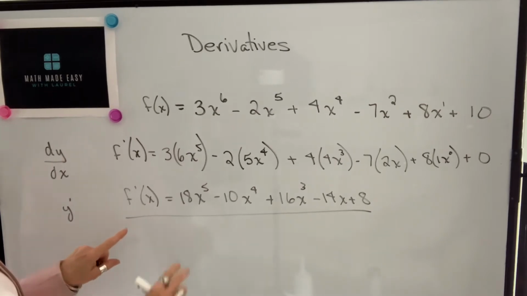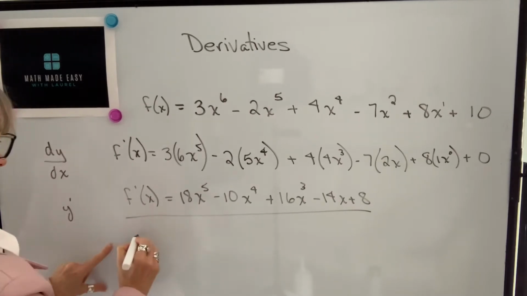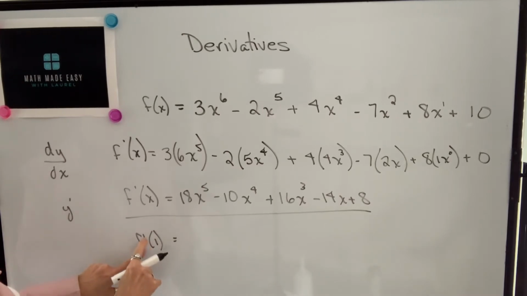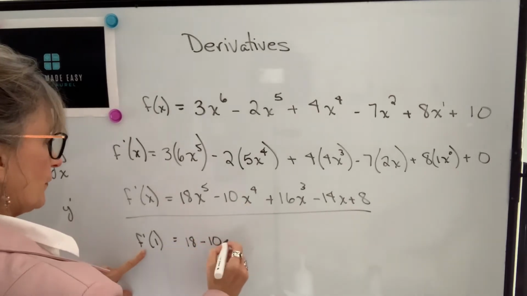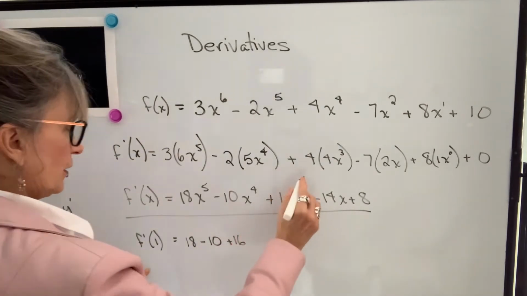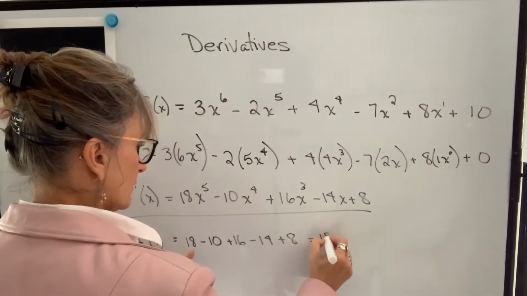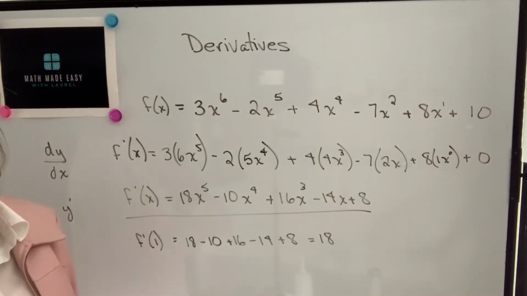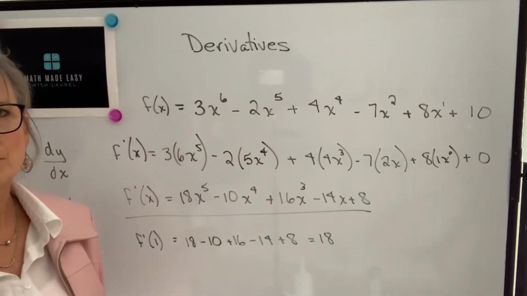Sometimes you're going to be asked to evaluate derivatives at specific values or points. So for example, if I was asked to find f prime of 1, that's telling me to find the derivative when x is 1. So if I put a 1 in, I'll get 18 times 1 to the 5th minus 10 times 1 to the 4th plus 16 times 1 cubed minus 14 times 1 plus 8. So you might be asked to find the derivative at a specific point, or you might just be asked to find the general expression for the derivative or the instantaneous rate of change of the function.